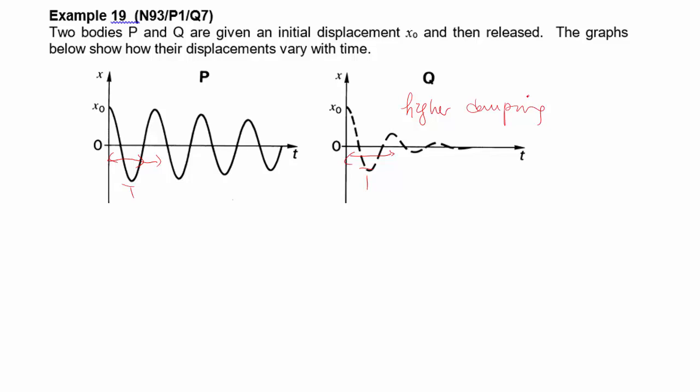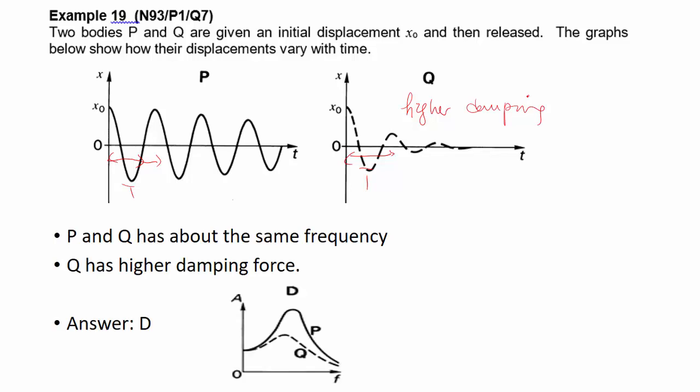When you plot the resonance curve, how the amplitude varies with the frequency when P and Q are subjected to an external driving force, you expect P to have a higher peak because P has a lower damping compared to Q. So Q has a higher damping, so its peak is lower, and the peak of Q also shifts a little bit towards the left.